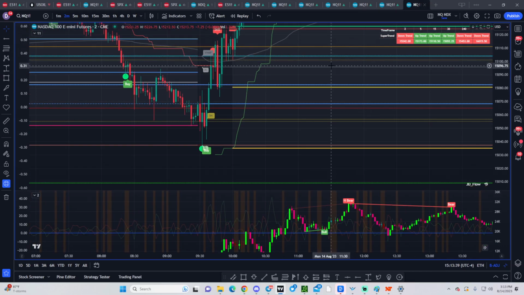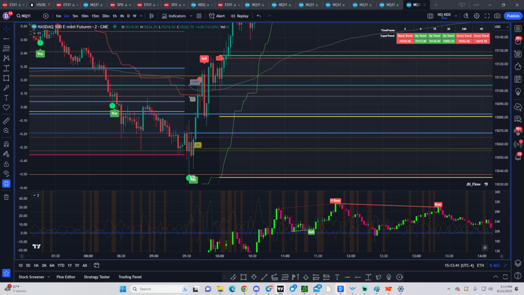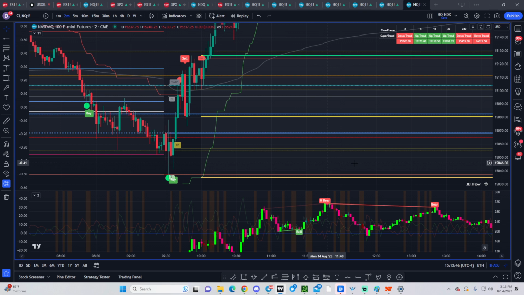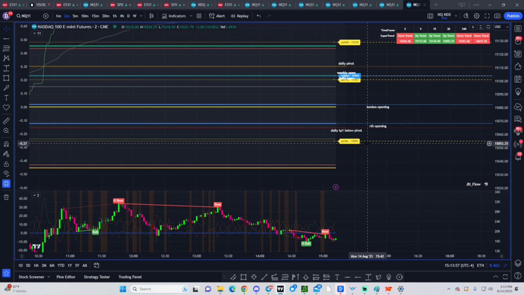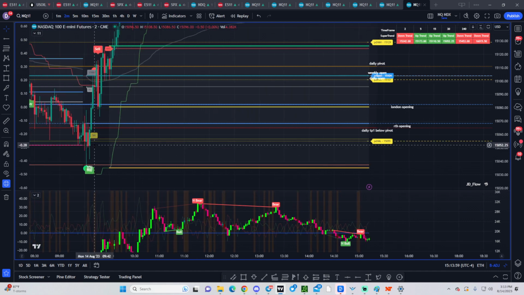When we started, I said we favor shorts because of the conditions in which the market opened. But when you take a look over here, the value area low was 0.55. So we have to be mindful of the 0.55 being the value area low, and the market potentially finding support in this area as it comes down to here.